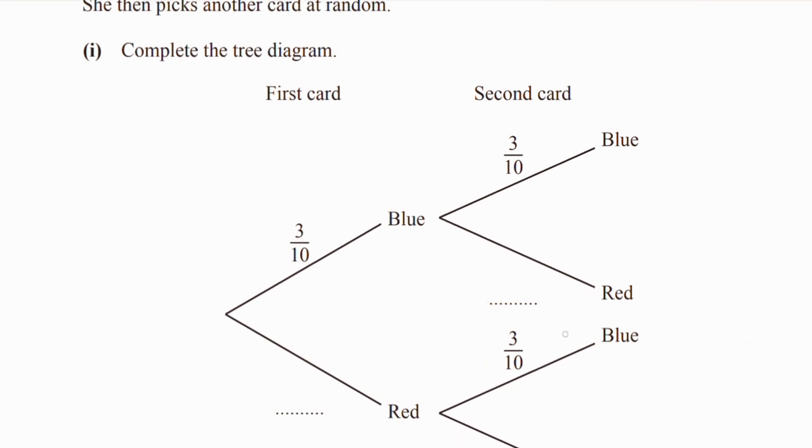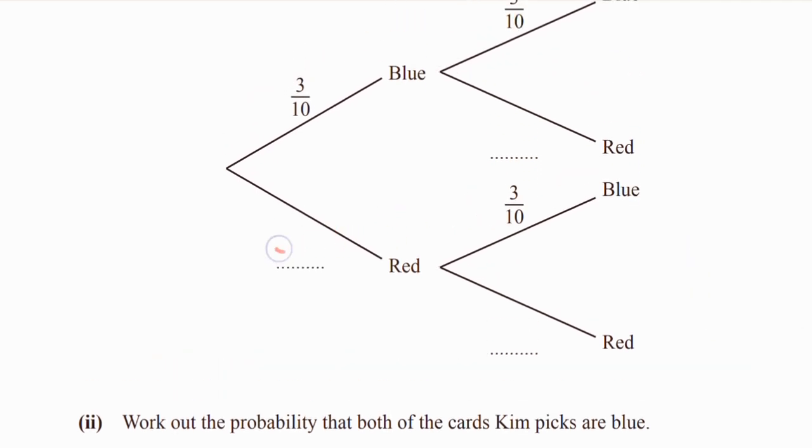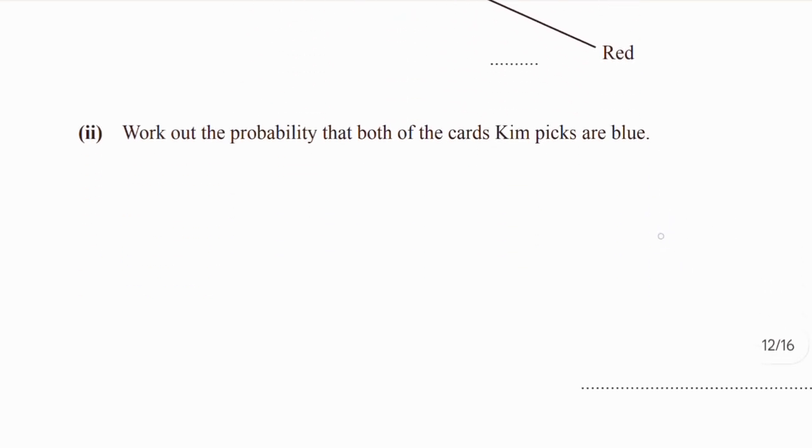And for a red, because she takes that card again, she puts that card back there. So the answer will be 7 over 10. If she will not put that card back, she took that card, so it will be 9. Then the second case, 7 over 10 and 7 over 10. So I think we get these answers. And now move to the next question.